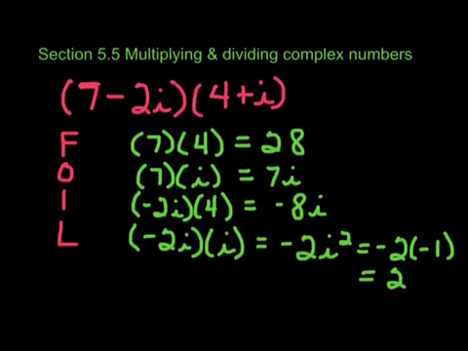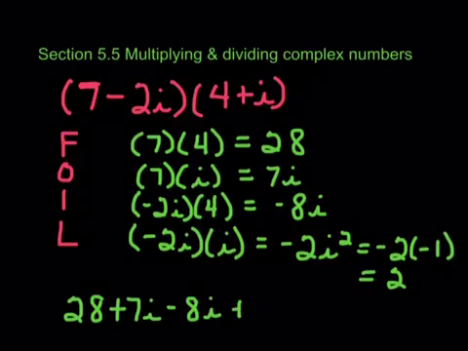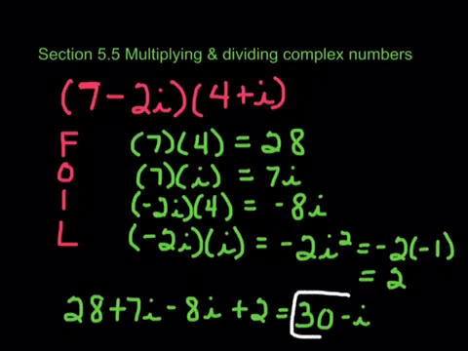Now let's combine our first, outer, inner, and last. We would have 28 plus 7i minus 8i plus 2. 28 plus 2 is 30, and 7i minus 8i is negative i. So we have our answer, 30 minus i, written in a plus bi form.